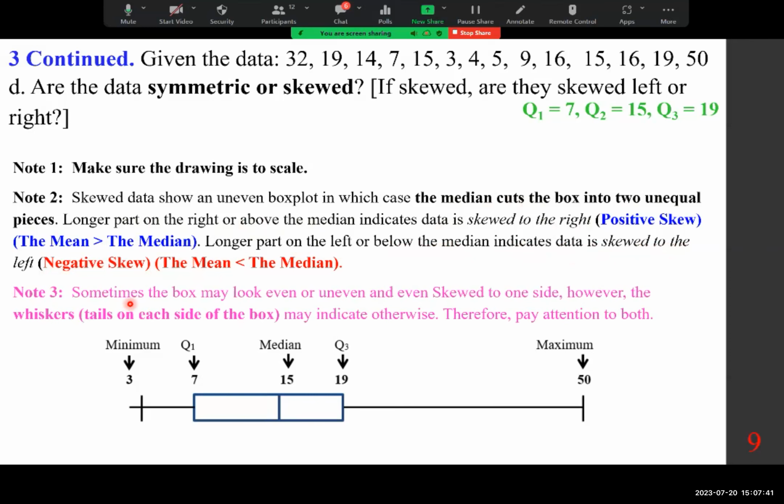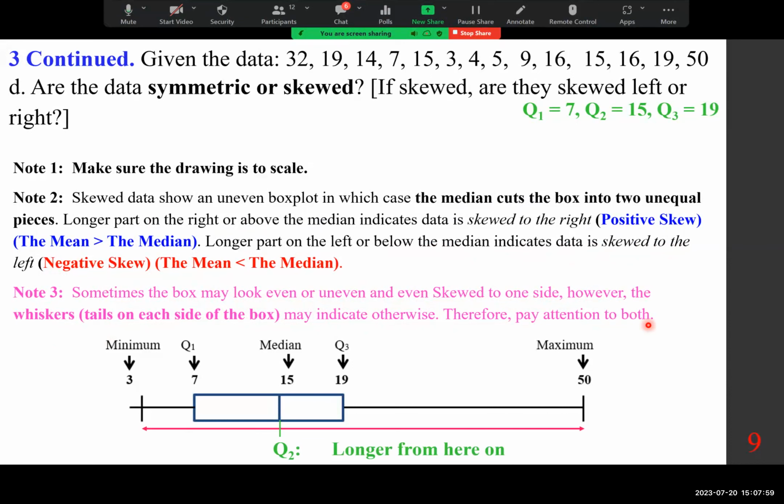Note number three: sometimes the box may look even or uneven, and even skewed to one side. However, the whiskers, the tails on each side of the box, may indicate otherwise. Therefore, pay attention to both. So here's the best course of action. Draw a line, and here's your Q sub 2.